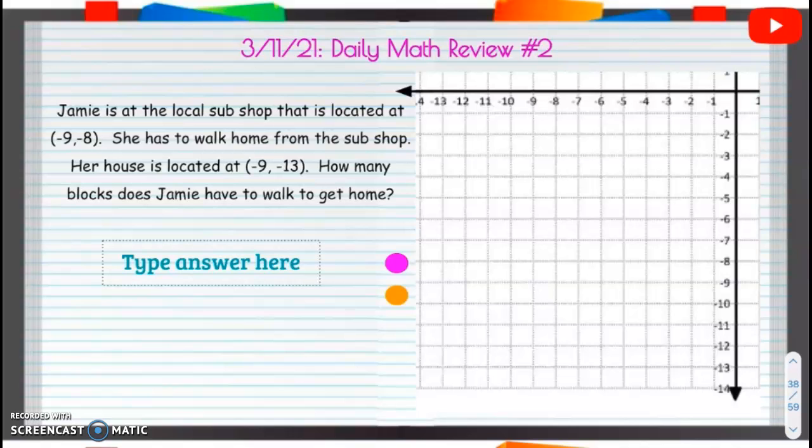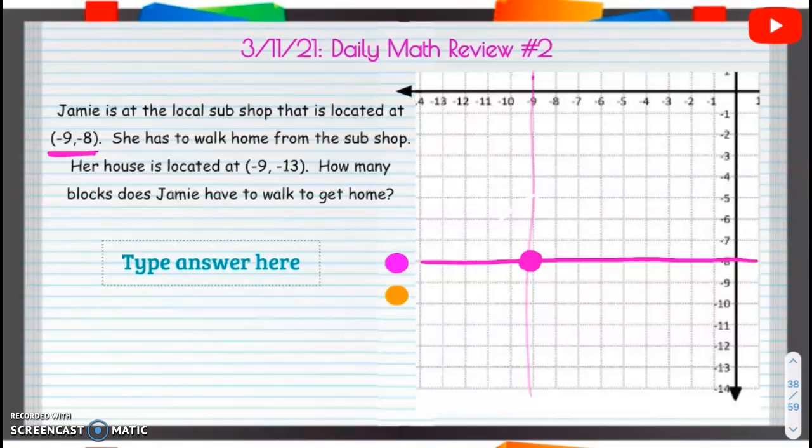So there's a couple ways we can do this. We can take a look at these, or we can use this graph here that we do have provided for us. Let's put the sub shop at -9, -8. So go 1, 2, 3, 4, 5, 6, 7, 8, 9, and then -8. Also, what I can do is -9 is that x coordinate, and then -8 is that y coordinate, so on the y-axis. And wherever they cross, there's where the sub shop will be.